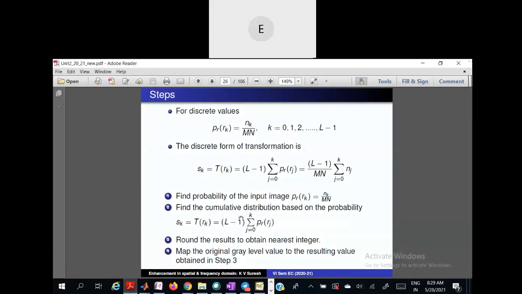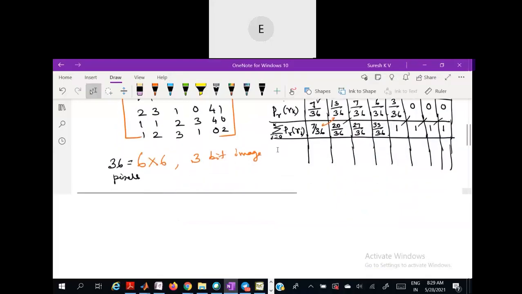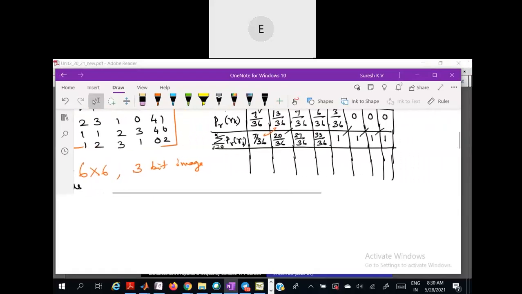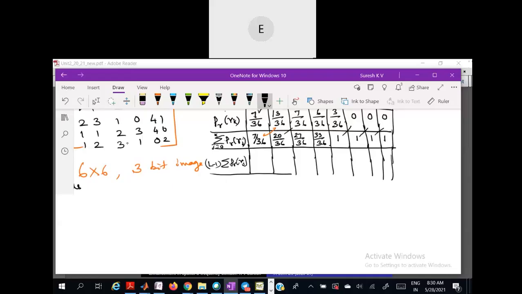But you know, for every value I have to multiply with L minus 1. What is L minus 1 in this case? 7, sir. Yes, 7. So I have to multiply this PR of Rj by L minus 1. L minus 1 in my case is 7. So all these values should be multiplied by 7. Now I want you to give the decimal values.